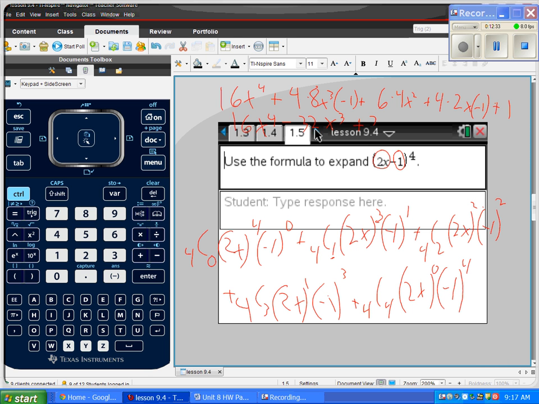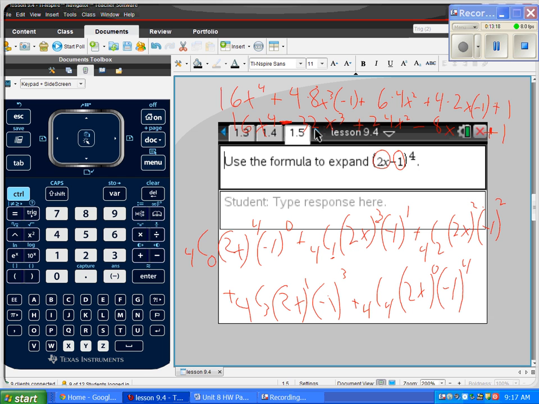Multiply here, we get 24x squared. Just cleaning up my notation a little bit. Plus 24x squared, yep. And over here we have what? Minus 8x, perfect. Plus 1. So our answer is 16x to the fourth plus 32x cubed, or minus 32x cubed, plus 24x squared, minus 8x, plus 1.